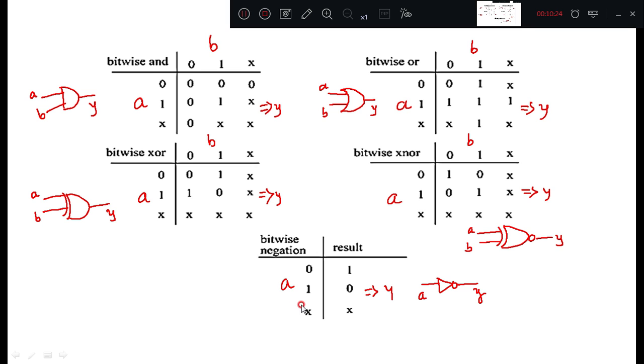Now here you can see negation. When input is 0, output will be 1. When 1, output will be 0. When input is unknown, output is unknown. So the bitwise operator takes two operands and processes the result: AND, OR, XOR, XNOR. Negation, the NOT gate, requires only one input.